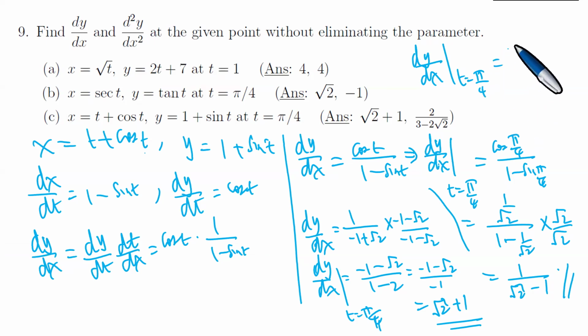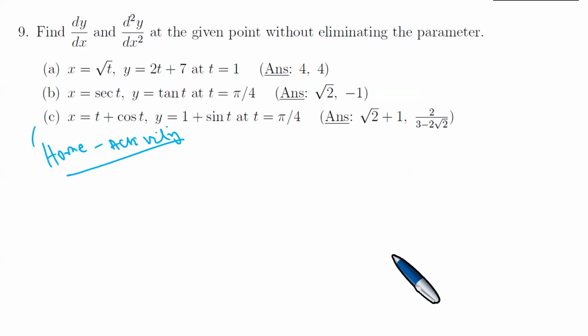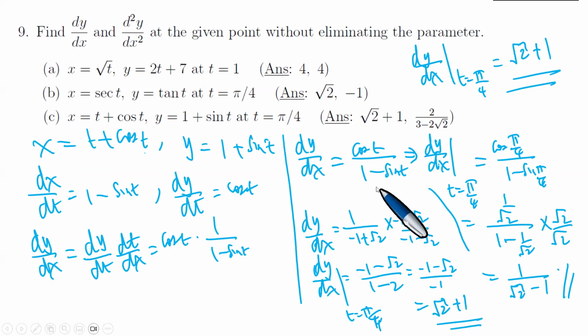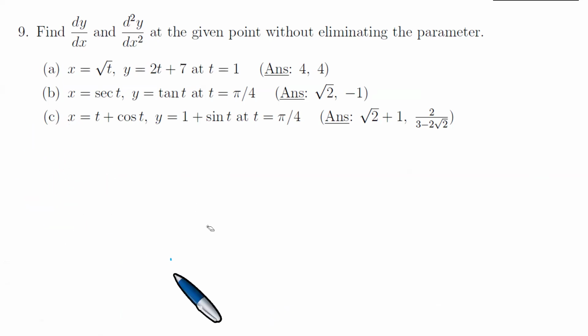So now, if you look very carefully, that's what we've got. But we have got, therefore, square root of 2 plus 1 is the dy dx at t equals pi over 4. And then let us do the second derivative here. So this one is going to be part C.